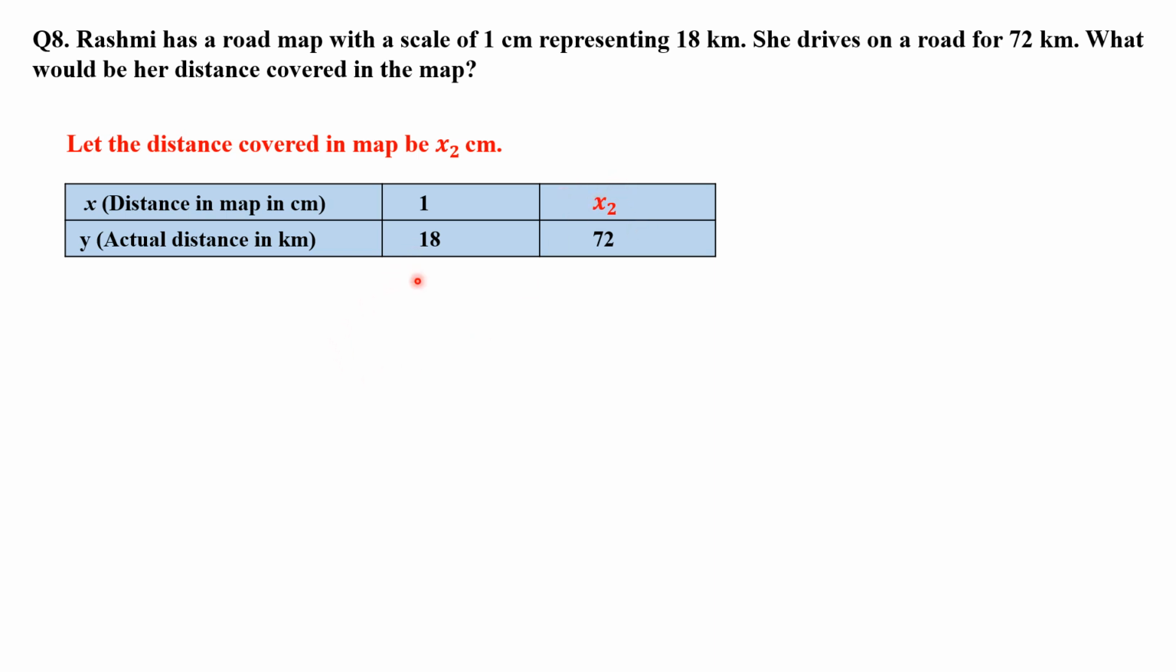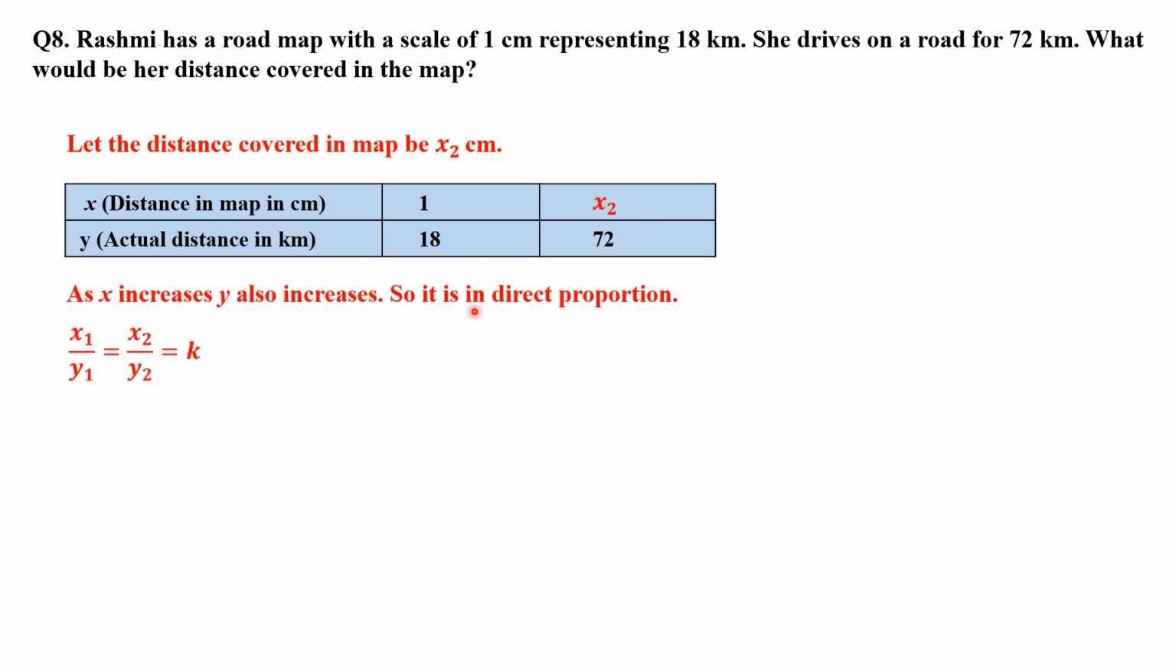So we have to find when actual distance is 72 kilometer, then what was the distance covered in the map? And here also if you see, if you increase the distance in map, then obviously actual distance on the road will also increase, right? So from here I can say this is a case of direct proportion. So as x increases, y also increases. So it is in direct proportion. And in direct proportion, we know that ratio will be a constant. So from here I can write x1 by y1 equal to x2 by y2 equal to k.